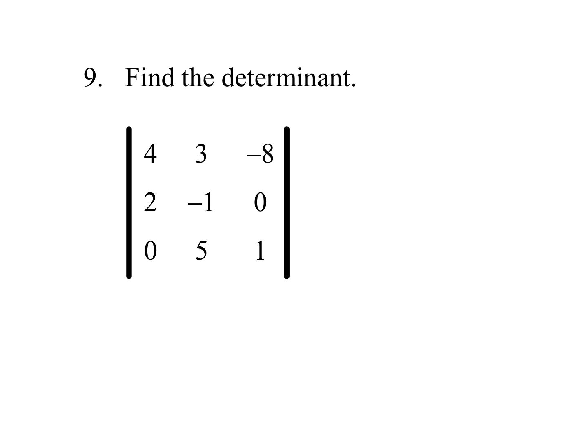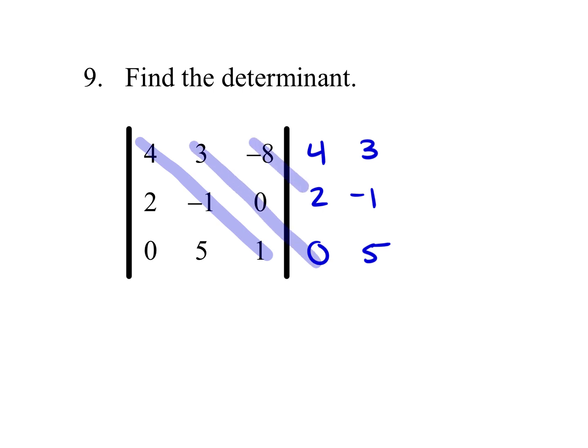Awesome. We're going to rewrite the first two columns on the outside. So we've got 4, 2, 0, and 3, negative 1, 5. Now, same thing we did when we had our inverse question. We do major minus minors. So here we've got 3 majors. We'll have 3 minors, but let's just start with majors.